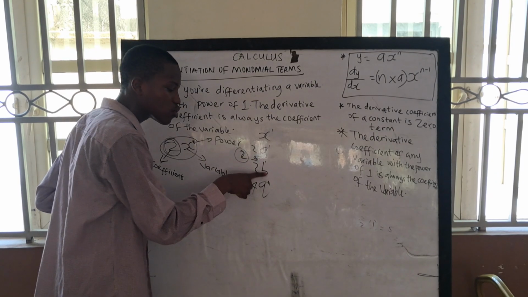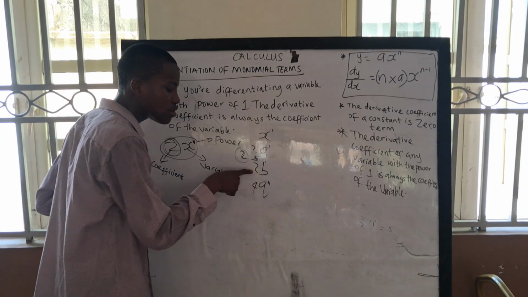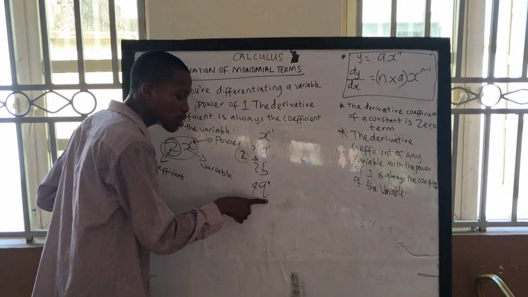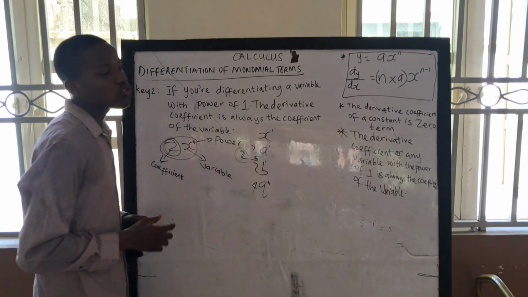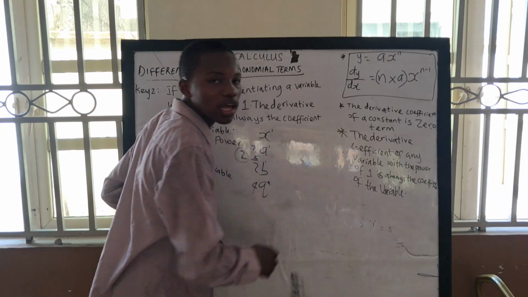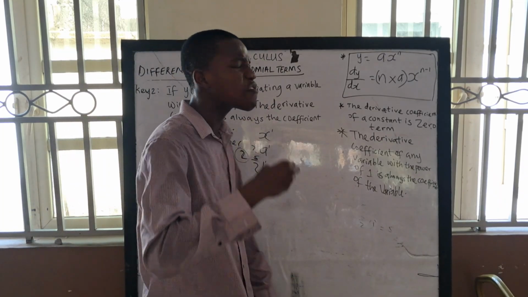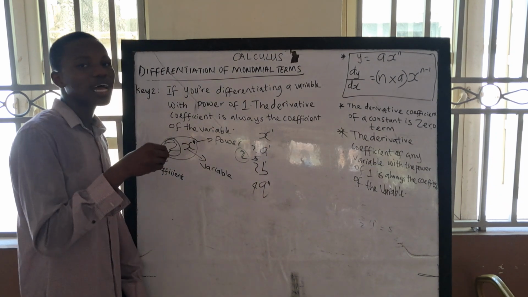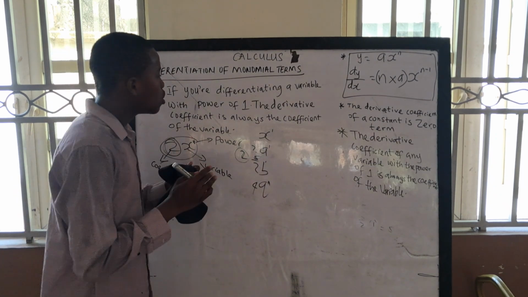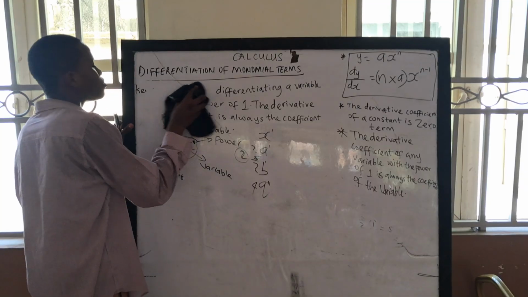The coefficient of b is what? 5 over 2. That means if I differentiate this, it is 5 over 2. The coefficient of q is what? 4. That means if I differentiate this, it will give me 4. So that's what this second bullet point is saying. The derivative coefficient of any variable with the power of 1 is always the coefficient of that variable. I hope that's clear.